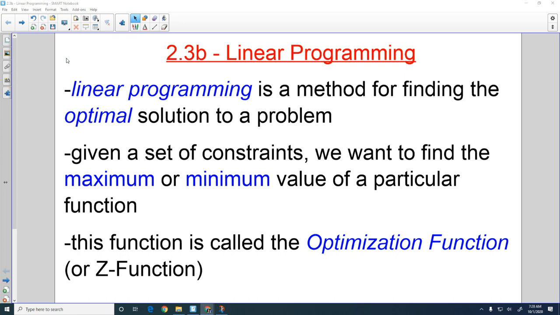So now we're just going to take it one step further, and we're going to say, out of all those possible solutions that make all those constraints true, what's the best combination of those two variables, of that x and that y? And that's what we mean when I say the optimal solution. We're trying to optimize our results, whether that's going to be maximizing our answer.